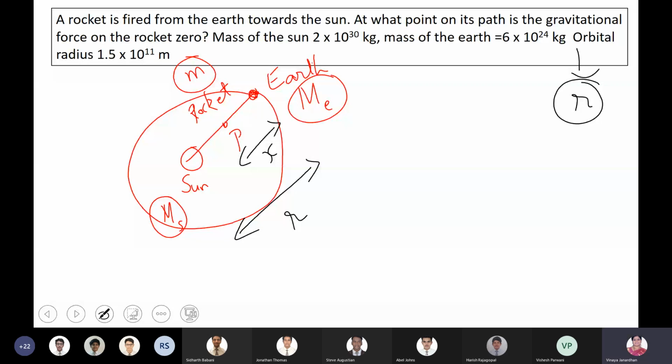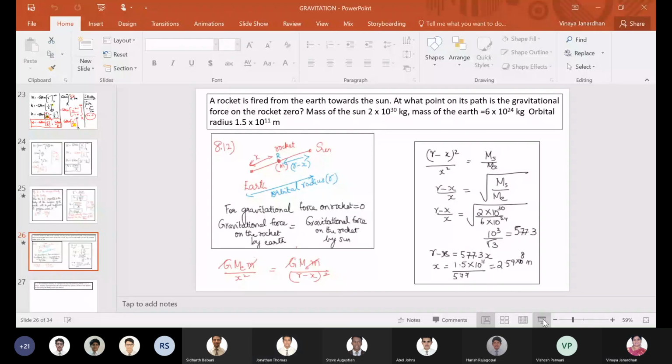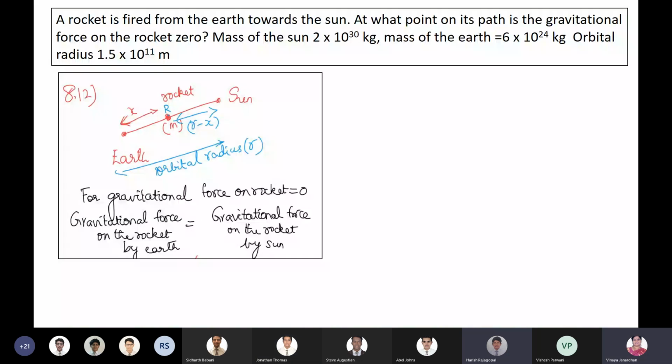Boys, how will you do this numerical? How will you proceed? So the gravitational force, equate it to 0, right? So what is the gravitational force between the rocket and the sun, boys?